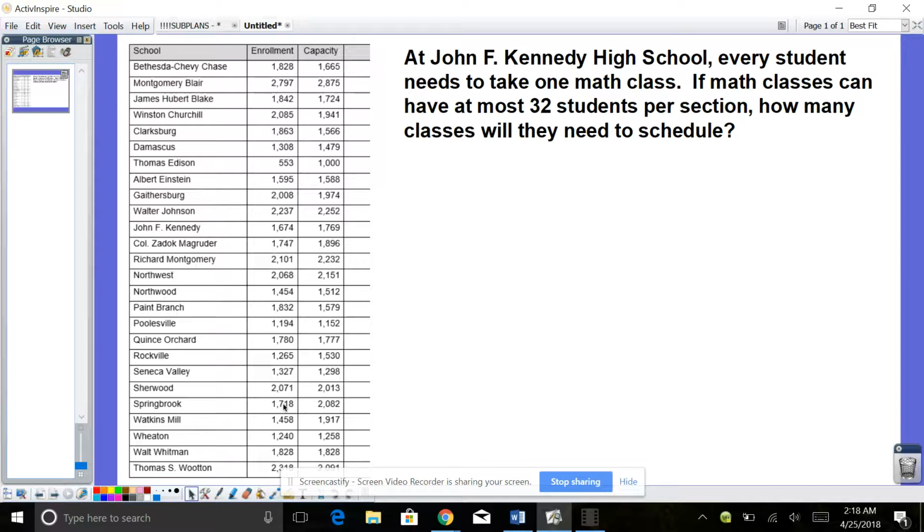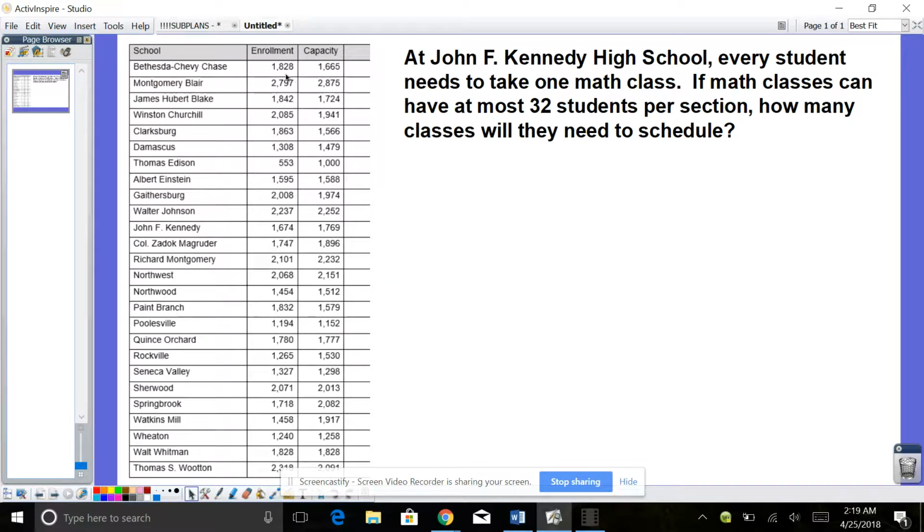The number next to them is what we call the enrollment. This is how many students are enrolled at each school. That means this is how many students are attending school. They go there every day to take class. The next column is telling us the capacity, which you should know by now is how much it can hold.